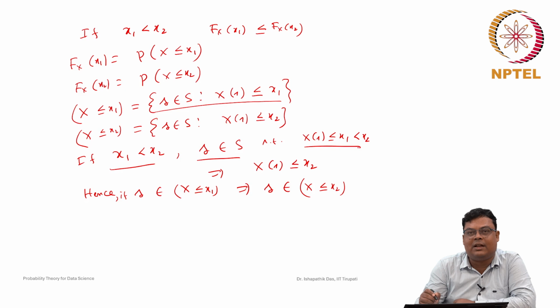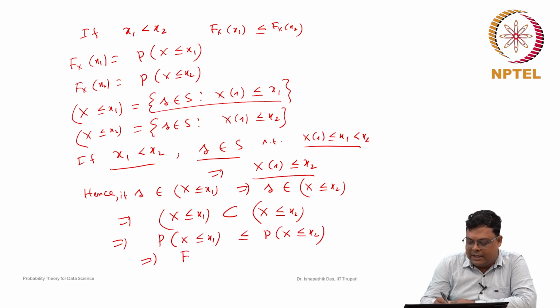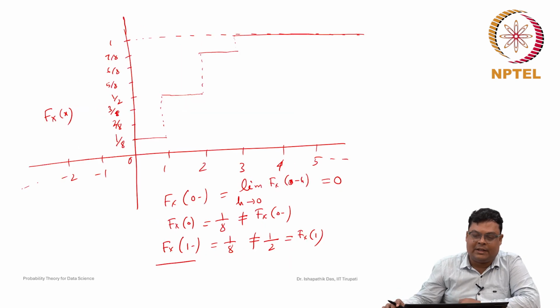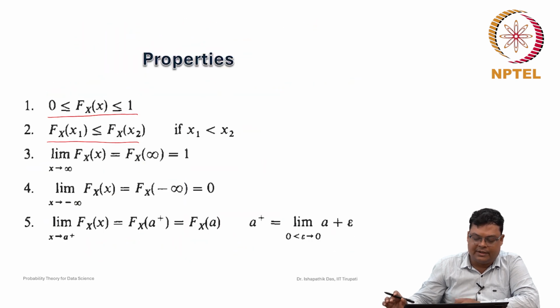If this satisfies this relation, then this must satisfy this relation also, which implies this set is a subset of this set. We have already proved that if A is a subset of B, then probability of A is less than or equal to probability of B. So probability that X is less than or equal to x1 is less than or equal to probability that X is less than or equal to x2, which implies F_X(x1) is less than or equal to F_X(x2). That is why it is a non-decreasing function. This example also shows that it is a non-decreasing function.